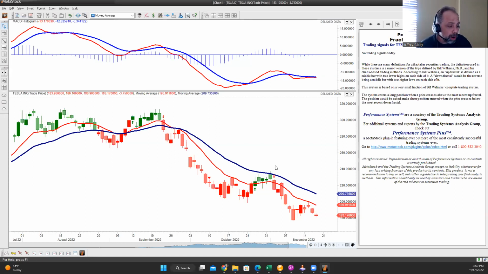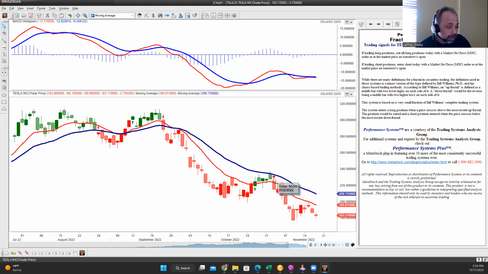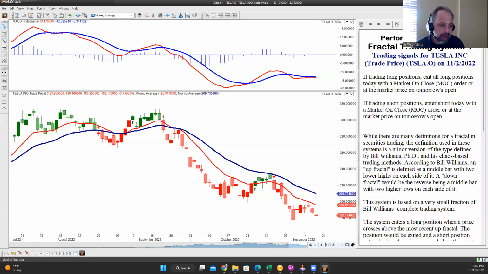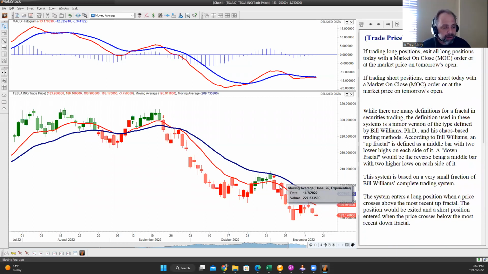If I want to understand where this is actually created, I'm going to go to this sell signal. On the sell signal, it's going to say if you're trading long, you should get out of your long positions. If you're trading short, you should enter short. But it's also going to tell us what we're looking for. So while there are many definitions used for fractal in securities trading, the definition used by this system is a minor version of a type defined by Bill Williams and his K-aspect trading methods.